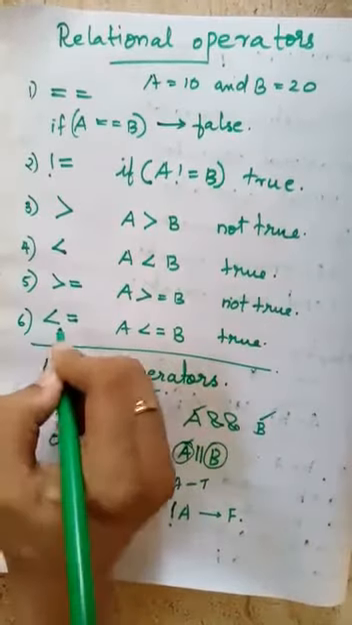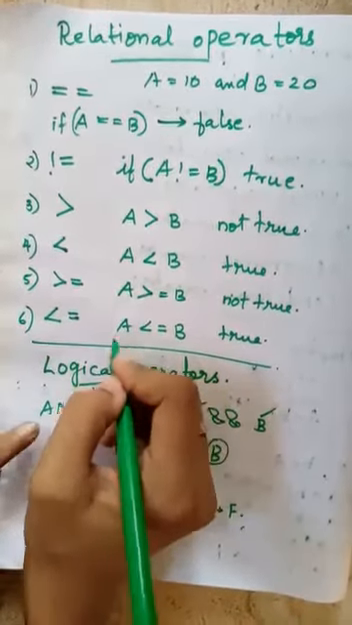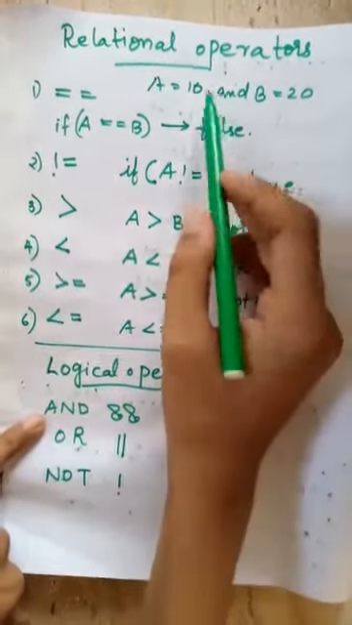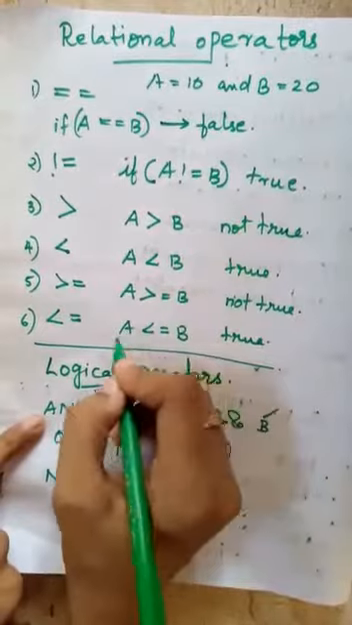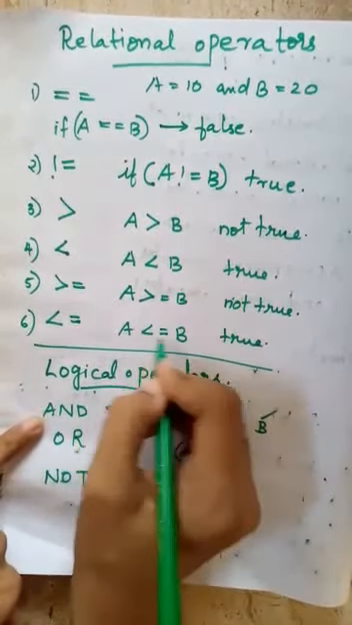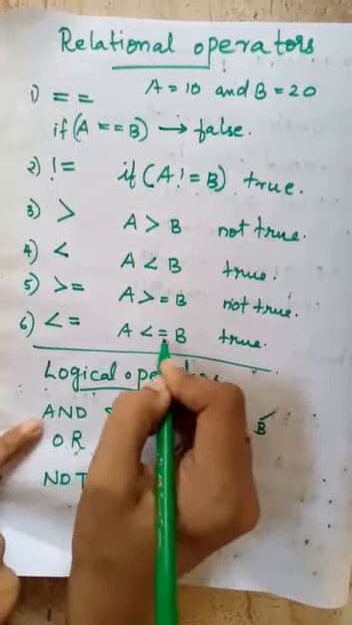Then next one is less than or equal to. If A is less than or equal to B, it returns true. Here A is 10 and B is 20. A is less than B, so this gives true. Either of them should be true.